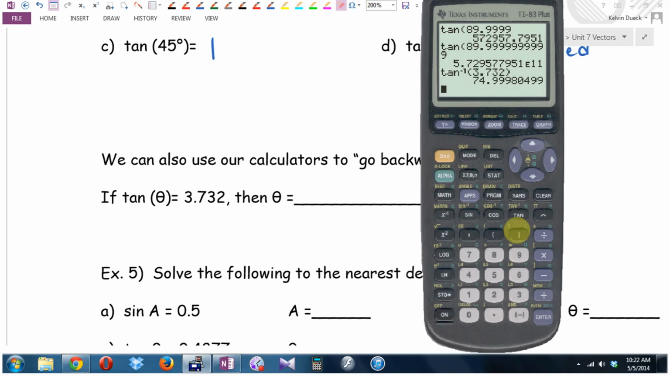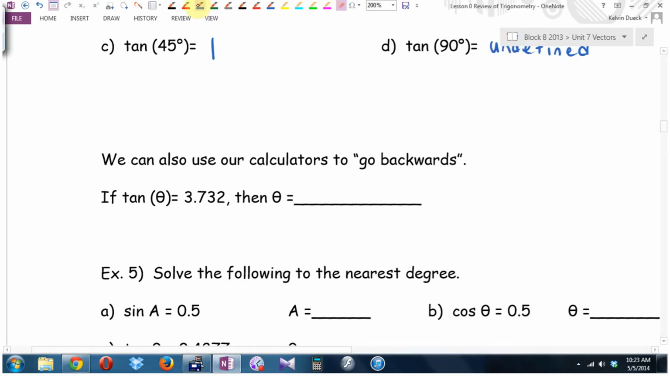You get 74.999. Oh, really, what angle is this? Yeah, it's 75 degrees. See if you can get that. See if you can use tangent, the shift key, and 3.732 so that your calculator spits out 75 degrees. Anybody else, anybody not able to do that? You need to know how your calculator works. It does. We just need to figure out how it works.